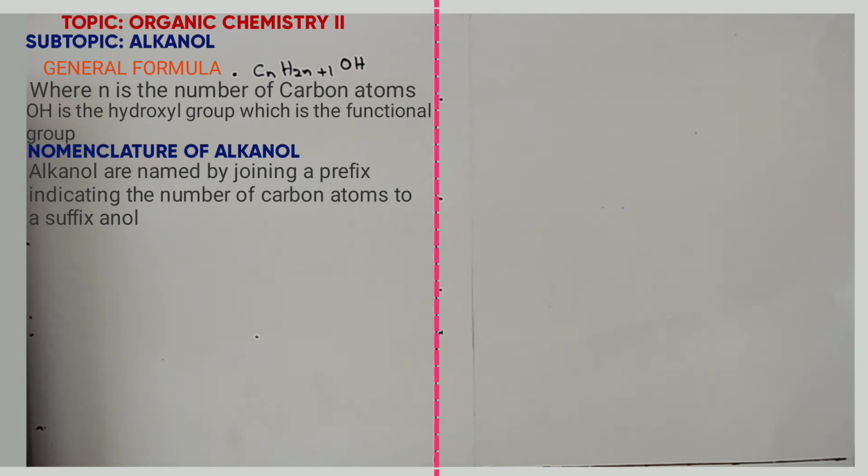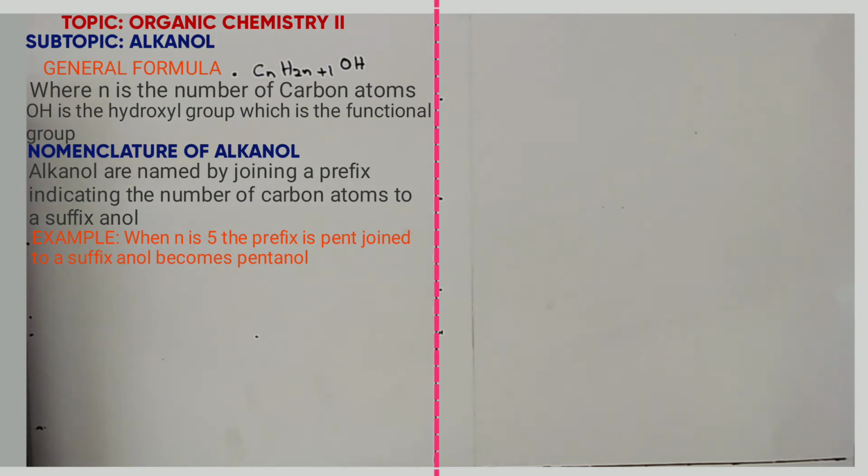Now, the prefixes include: when it is one carbon atom, the prefix is meth; 2, eth; 3, prop; 4, but; 5, pent; 6, hex; 7, hept; 8, oct; 9, non; 10, dec. For example, when n is equal to 5, the prefix is pent, which is joined to the suffix -anol, and you get pentanol.